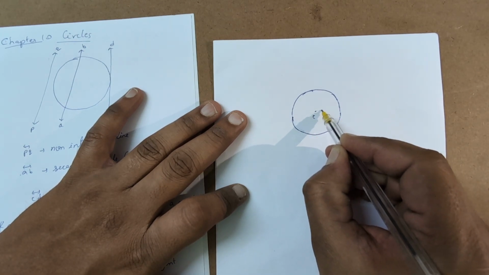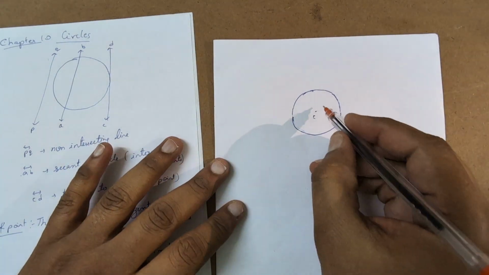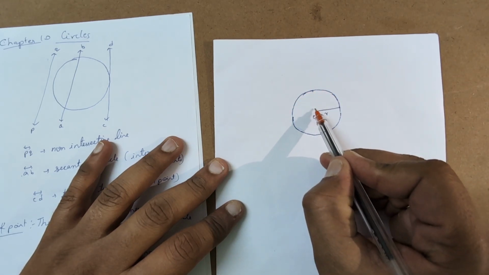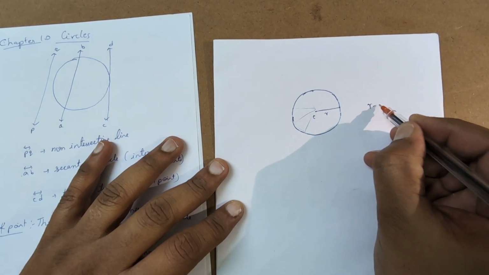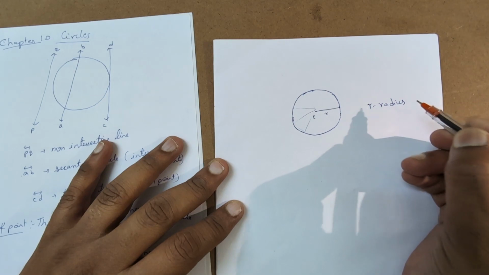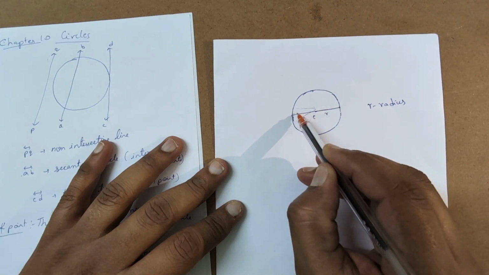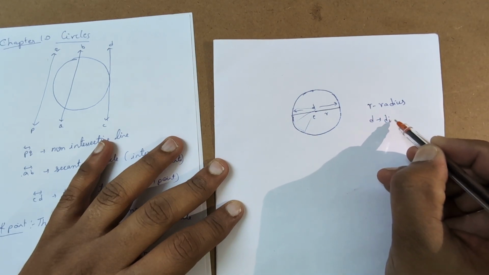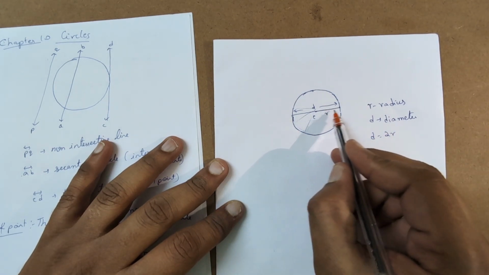The line joining the center to any one end of the corner of a circle is called radius, and the distance from the center to any point, like from this one or this one or this one, any distance will be the same, and this is called radius of a circle. If we join two radii in the same line, then that is called diameter. So diameter equal to 2 into radius. It is double of radius.